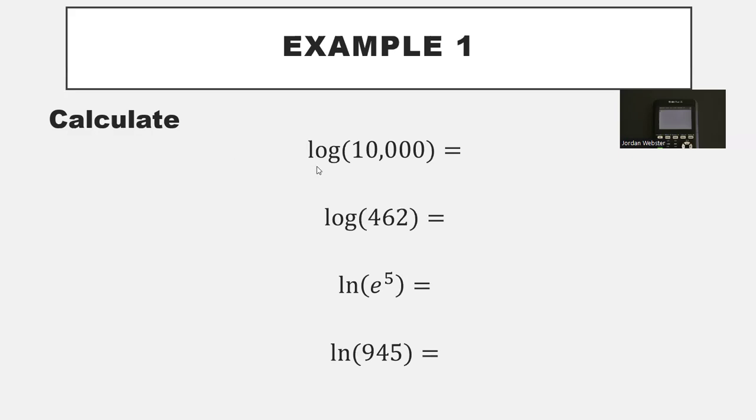So we can actually just type these things into our calculator directly on the home screen if we want. I'm going to go ahead and do that. Here we have log base 10 of 10,000. Notice that if you don't see a base, you automatically assume it's base 10. And then we'll do log base 10 of 462. We'll do natural log of e to the 5th power, and we'll do natural log of 945.